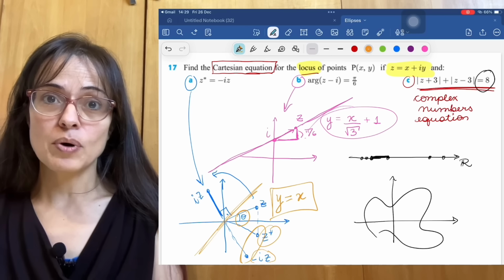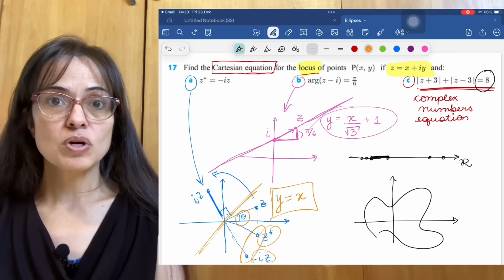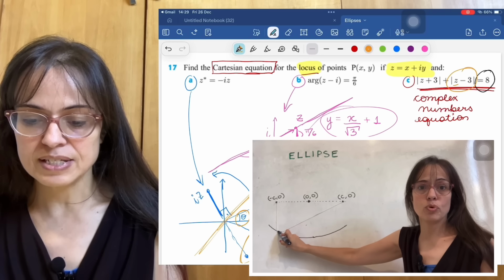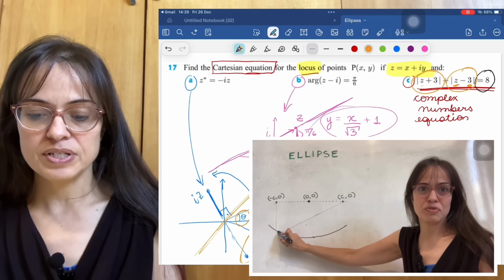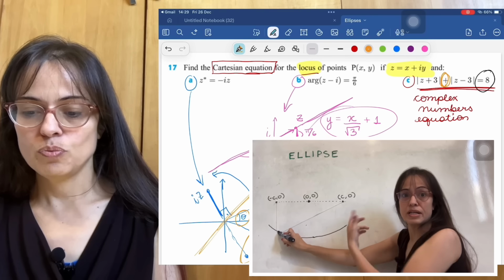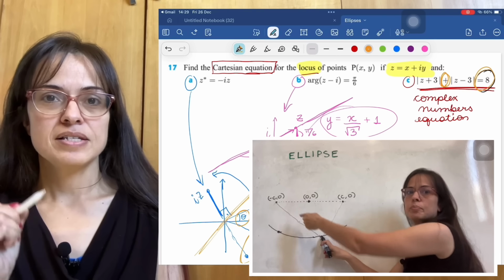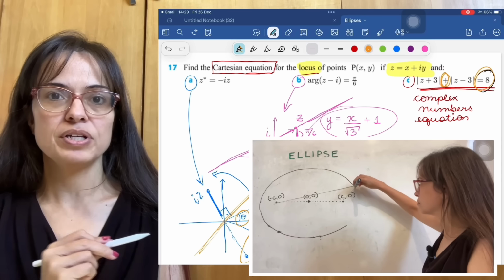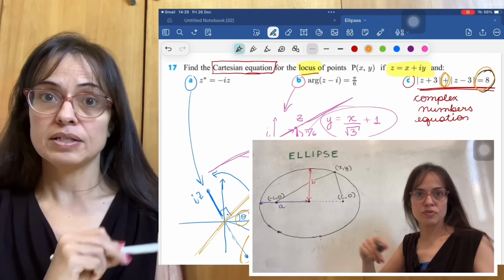Part C, however, is a lot more interesting than both of these, because what does he want? He wants the distance between z and 3 and the distance between z and minus 3 added together to be equal to 8. What does that sound like? The sum of the distance to a point and the distance to another point has a constant value of 8. That locus is an ellipse.